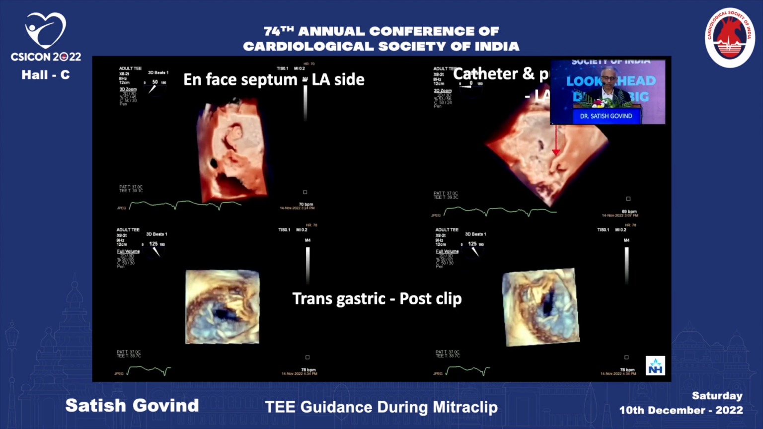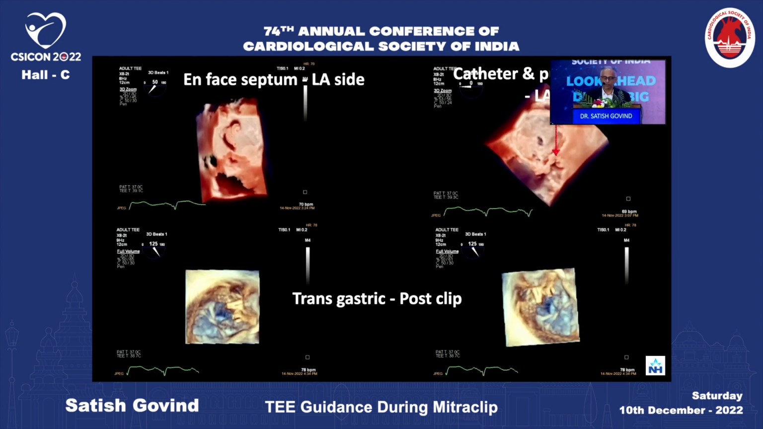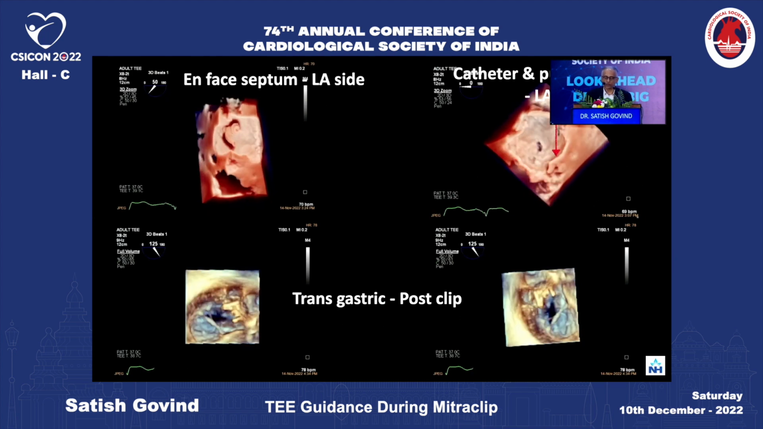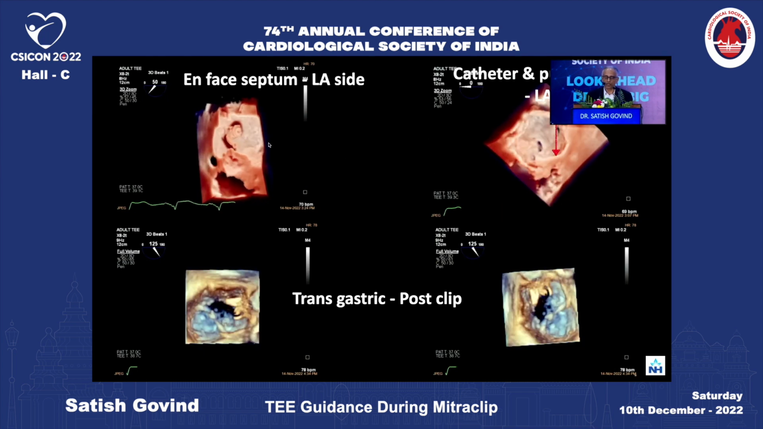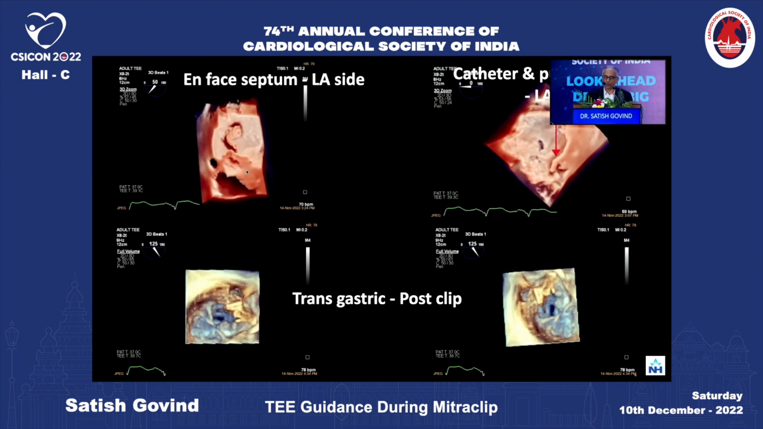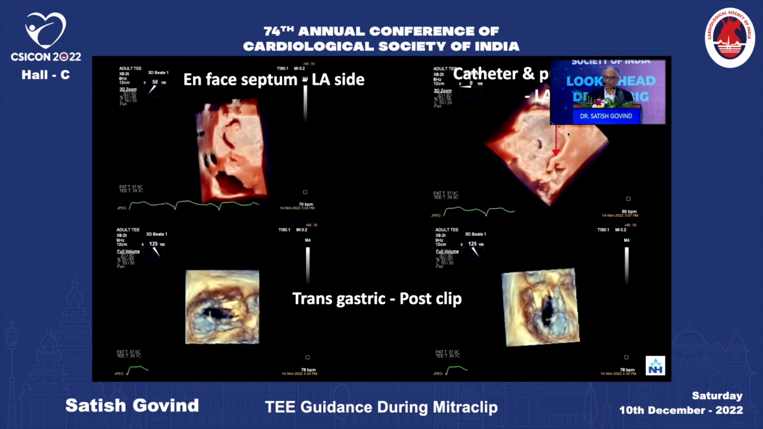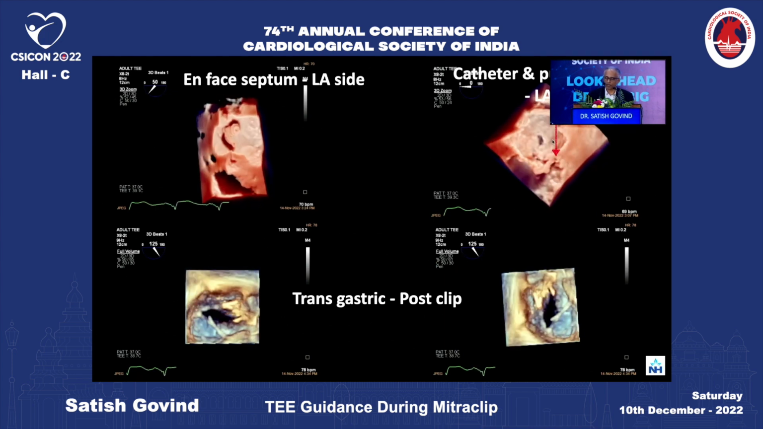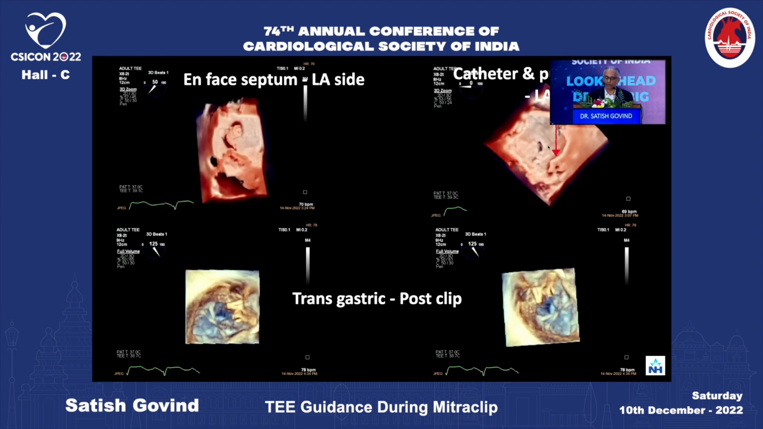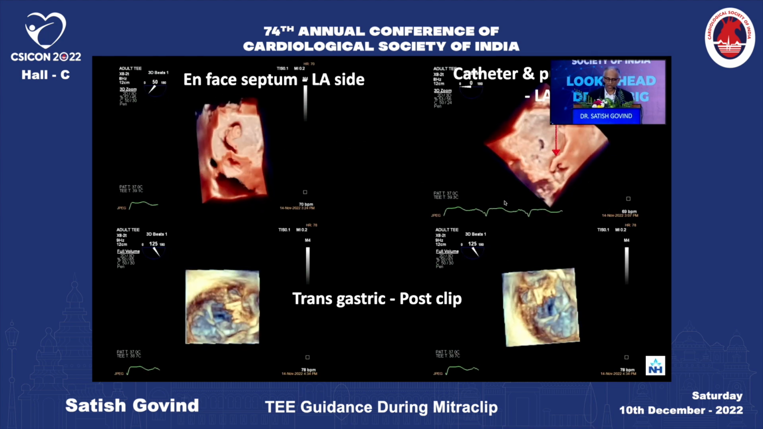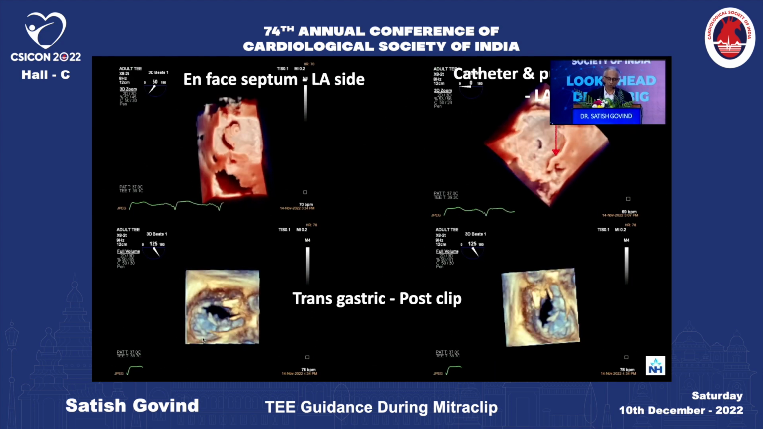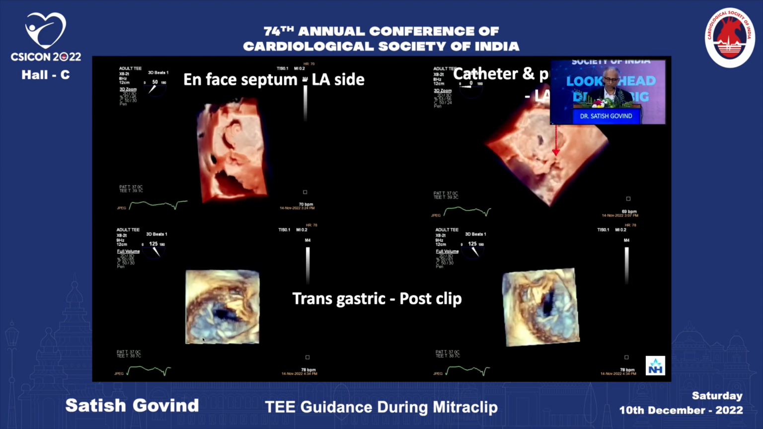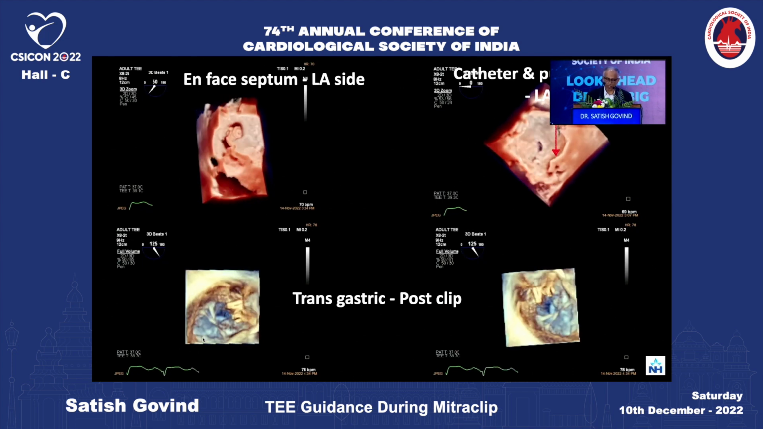And 3D to some extent gives you some nice images. At the time of the procedure things are moving too fast, you may not have much time, and it's very difficult sometimes to identify the catheter and the wire, but you do get some good pictures sometimes. Here is a view from the left atrial side. You can see that the catheter has come, and where it is from the annulus, and this is a transgastric view of how the clip looks. These are more mopping up images at the end of the procedure.